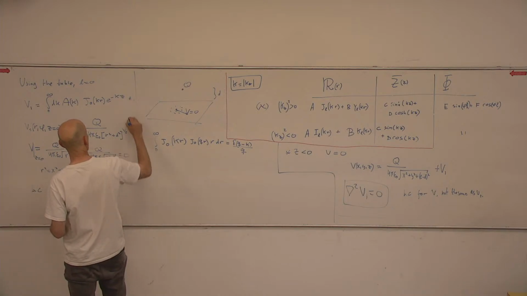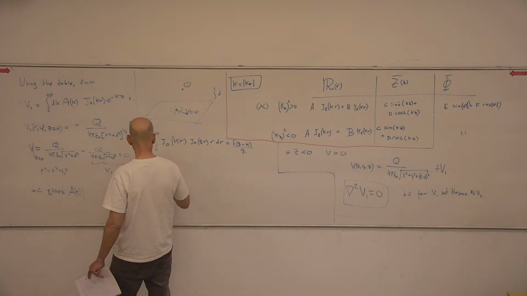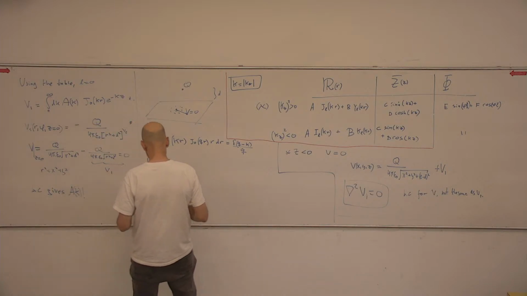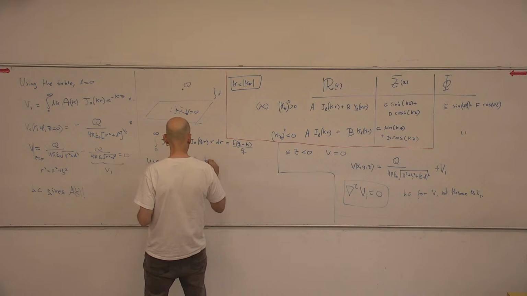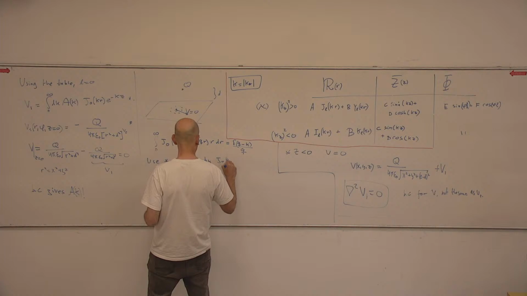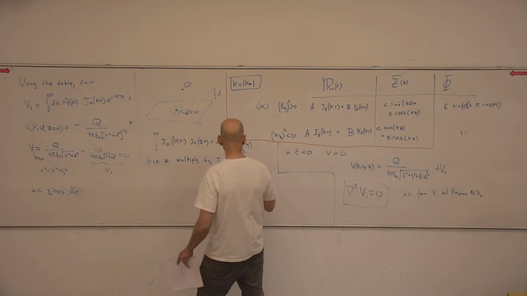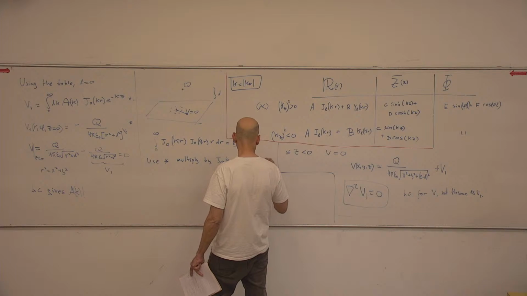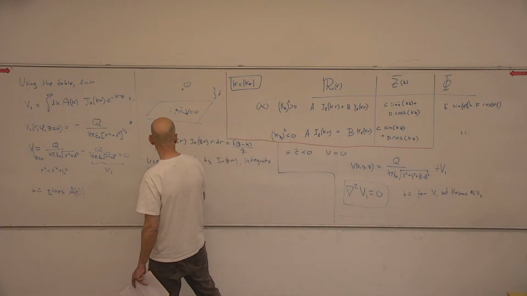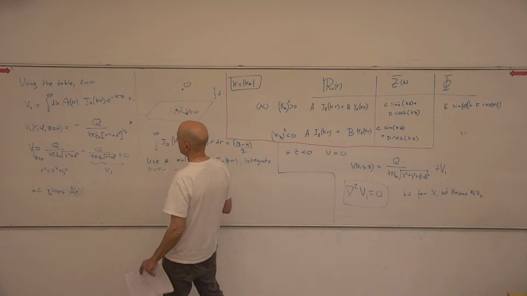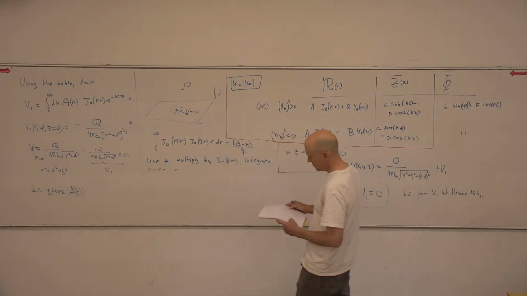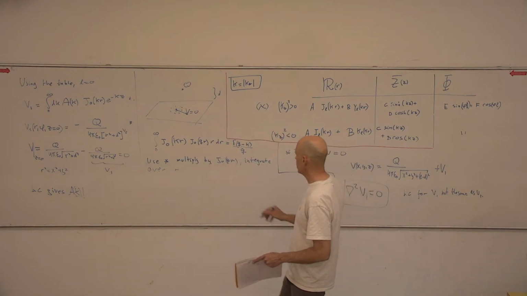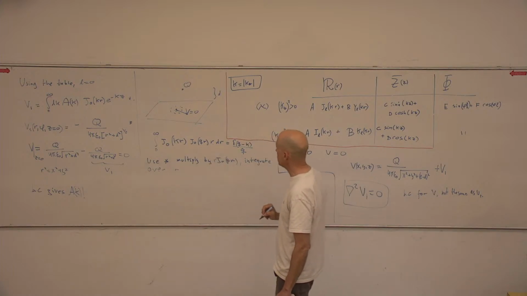Okay, this one and this one, use multiply by some J0 QR, integrate over R. Actually, I think I need to multiply it also by an R because of this one.